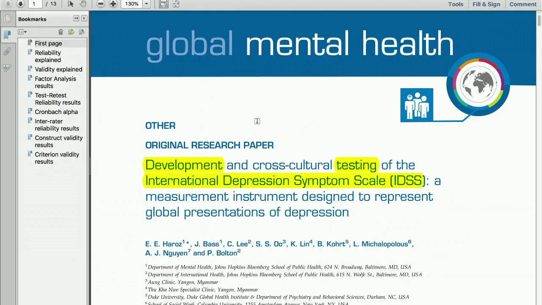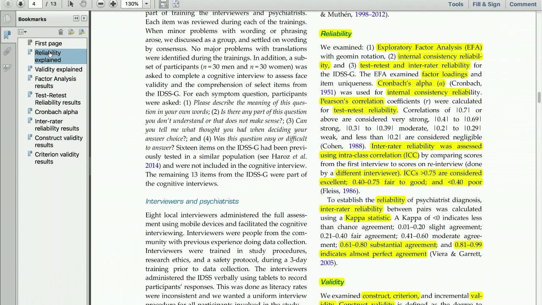The purpose of this video is to explain reliability and validity, in particular Cronbach's alpha. So this article here is a validation article for the International Depression Symptom Scale, otherwise known as IDSS. So what we're going to do is go down to the reliability section, and they're going to explain to you the three different reliability tests that they're going to do.